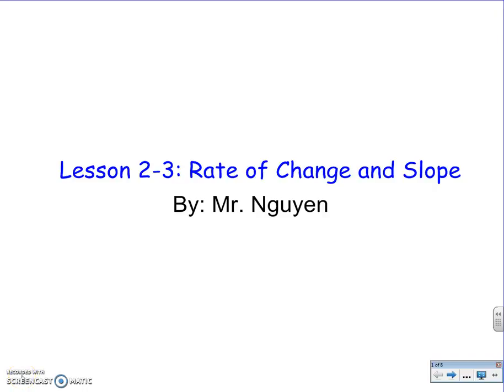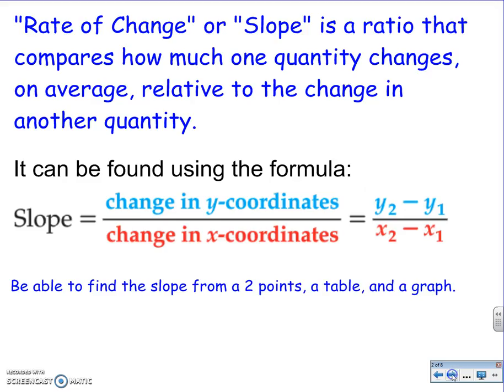In today's video, we'll be talking about rate of change and slope. First, make sure you know rate of change, or slope, is a ratio that compares how much one quantity changes on average relative to the change in another quantity. There's a formula: slope, or m, equals y2 minus y1 over x2 minus x1. For today, you need to be able to find the slope from 2 points, a table, or a graph.